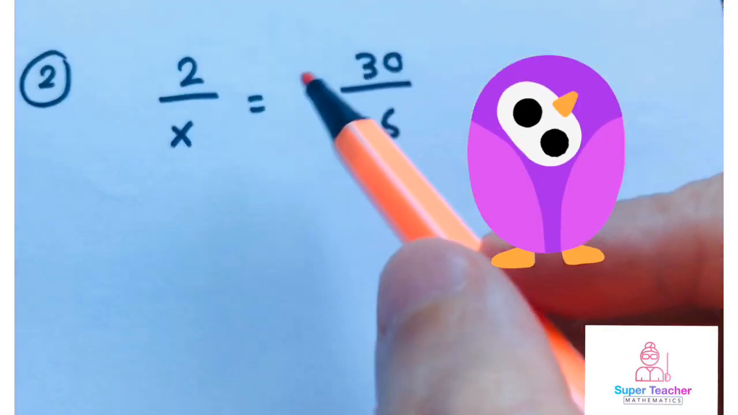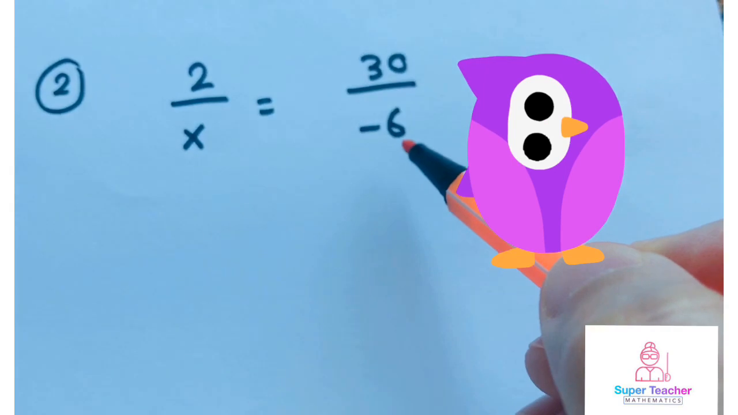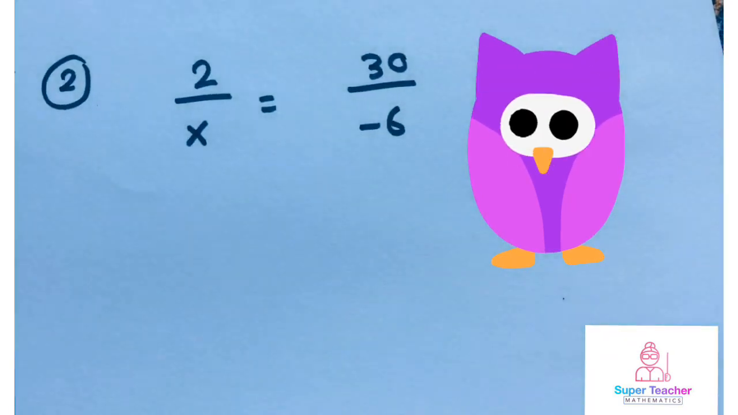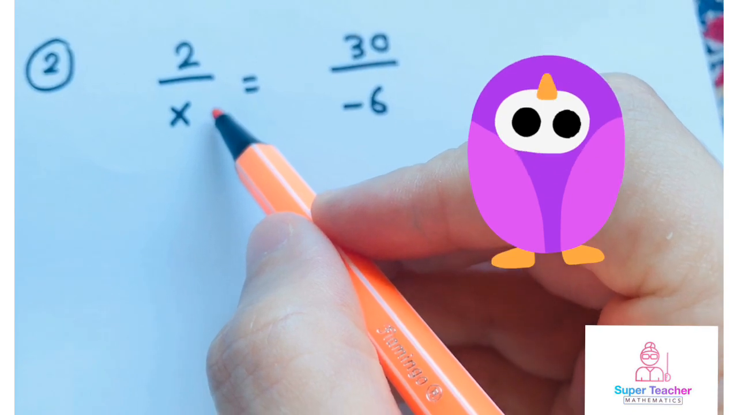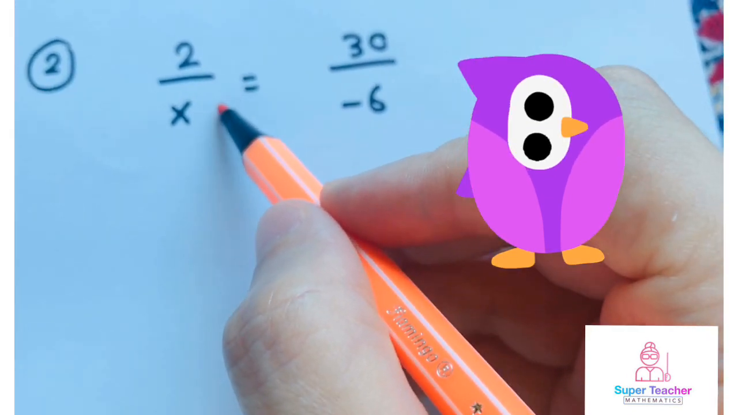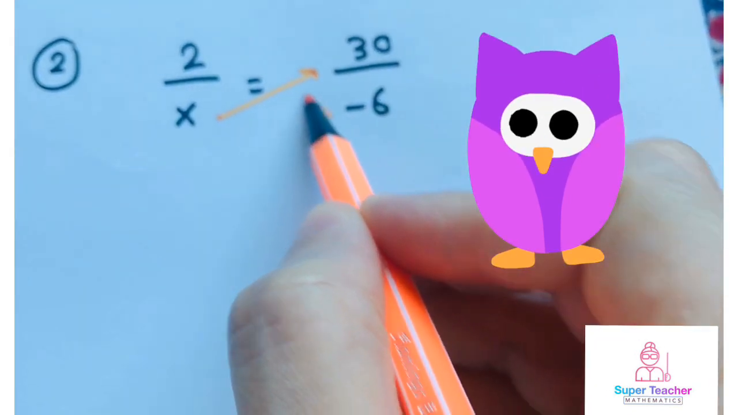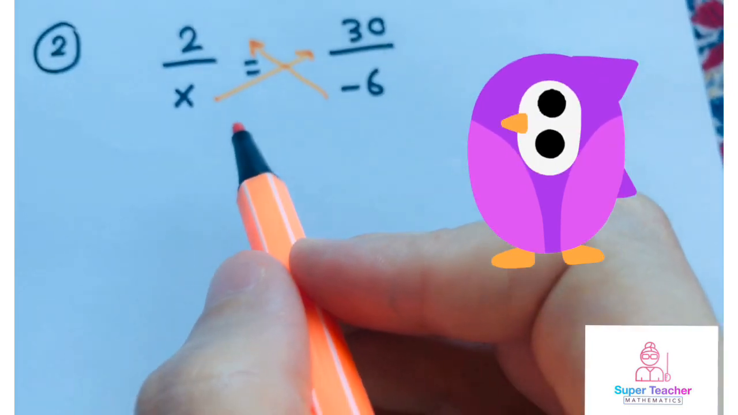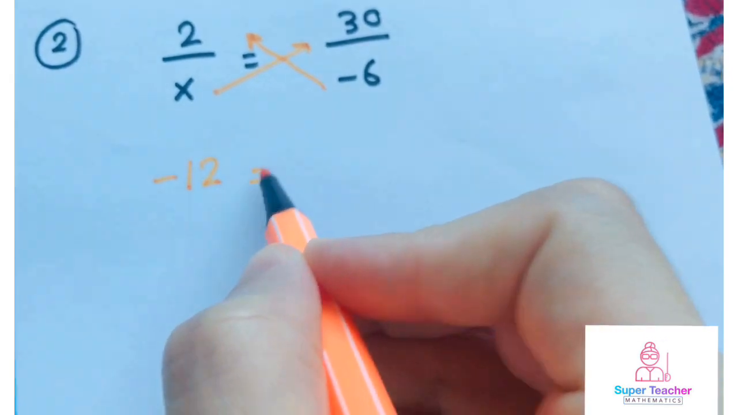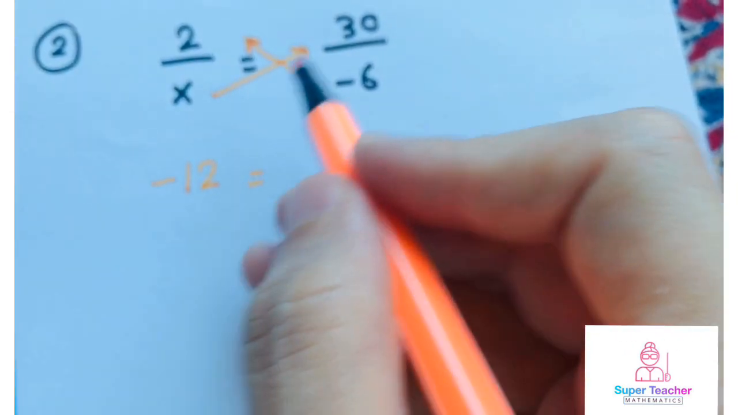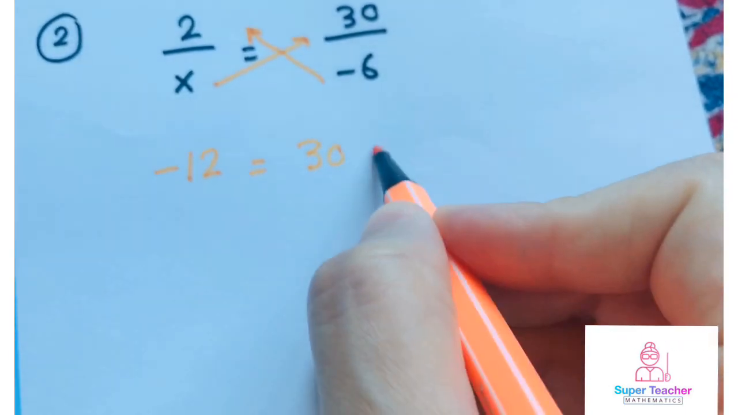Okay, next question: 2 over x equals 30 over negative 6. So I want to find what x equals. I'm going to multiply the cross product, x by 30 and negative 6 by 2. So negative 6 times 2 is negative 12 on this side, and this x comes to that side. x times 30 is 30x.